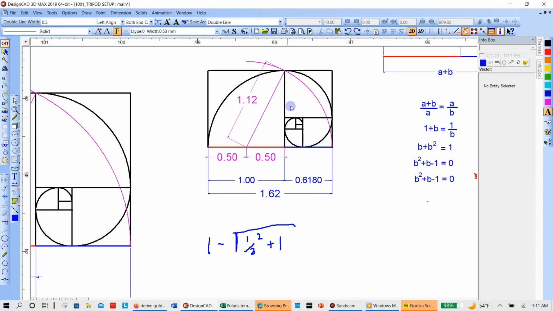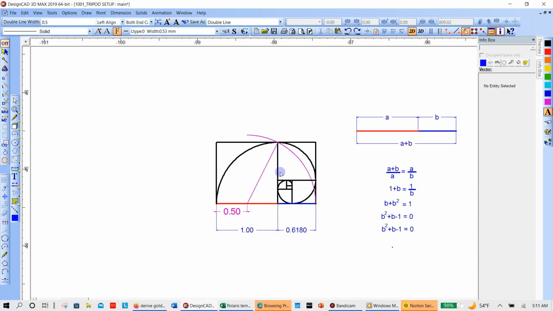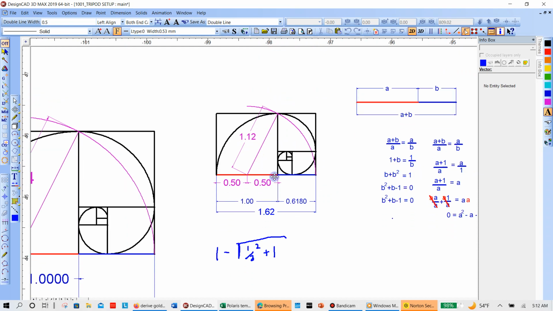So this is the geometry way. I didn't figure this out myself, but if you sweep the radius of this diagonal down, the overlap at this diagonal past that half becomes the golden ratio. And then that's the full number, 1.62. So that's the geometry way.